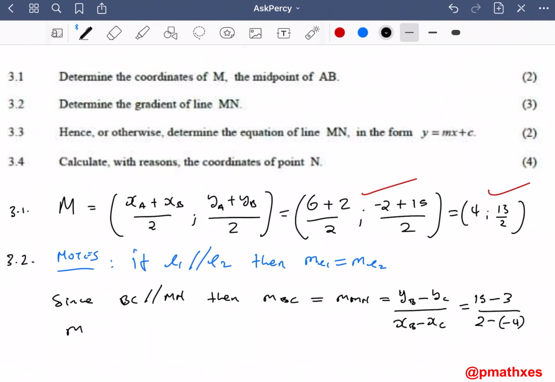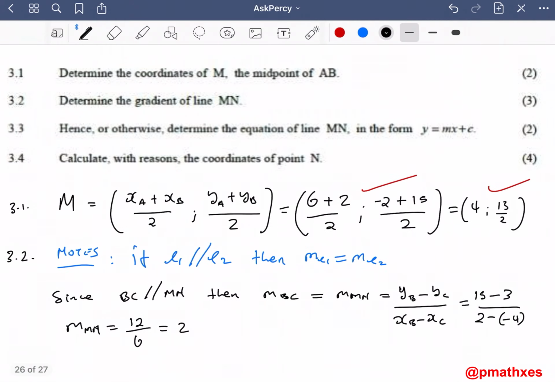For example, the gradient of MN is equal to, so 15 minus 3, that is 12, and 6 minus negative 4, that is 6 plus 4. Sorry, my mind quickly went to the answer. 2 minus negative 4, okay? 2 minus negative 4, that is 2 plus 4. 2 plus 4 is 6. Now 12 divided by 6 is 2. So that's your answer.